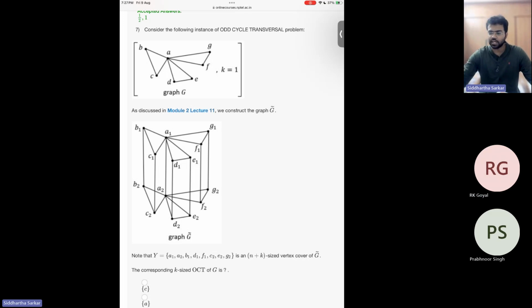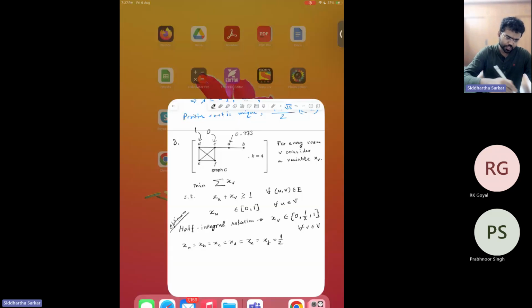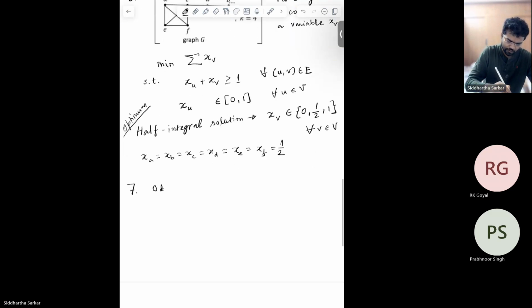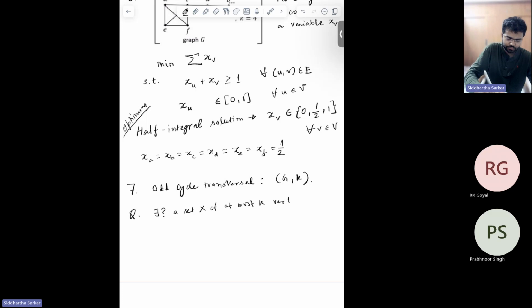Let me write it down. So what is an odd cycle transversal? Question number 7. Odd cycle transversal. Again, you are given a graph and a parameter k. So the question is, does there exist a set X of at most k vertices of G such that G minus X, if you remove X from G, becomes bipartite. So you can clearly define two bipartitions and the edges are going from one partition to the other.